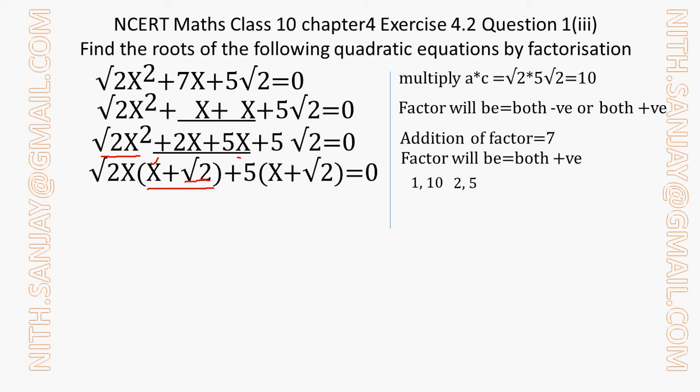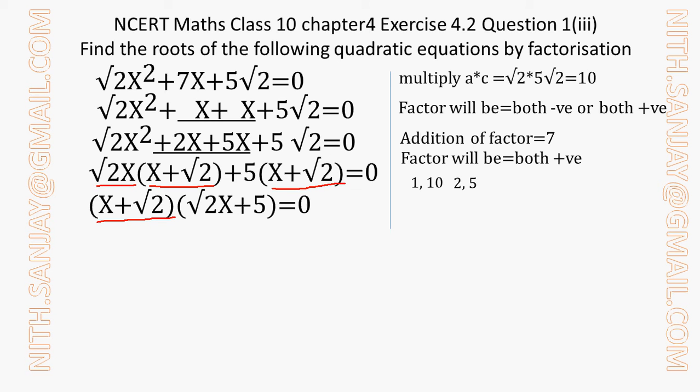Next I will take plus 5 common from these two terms. So I have taken plus 5 common, and inside I am left with x, this x, and root 2, this root 2. Next I will take x plus root 2 common from this whole equation. So now what I will be left with, I have taken x plus root 2 common, this x plus root 2 I have taken common. So inside I am left with root 2x and plus 5.